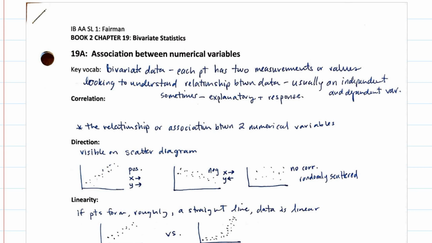Hi everyone. I'm going to talk through the notes in Black Book chapter 19. This is section A. Hopefully you've read it already. So this is just a confirmation of what you understood.